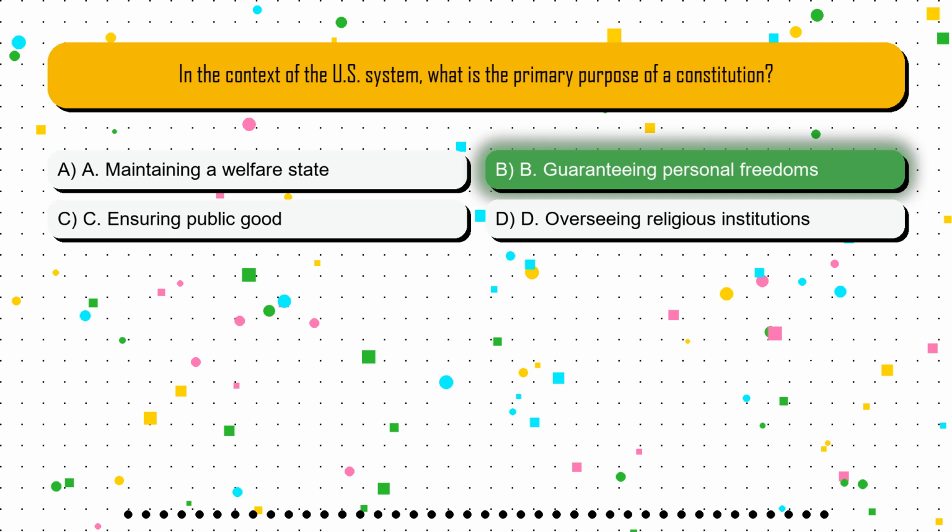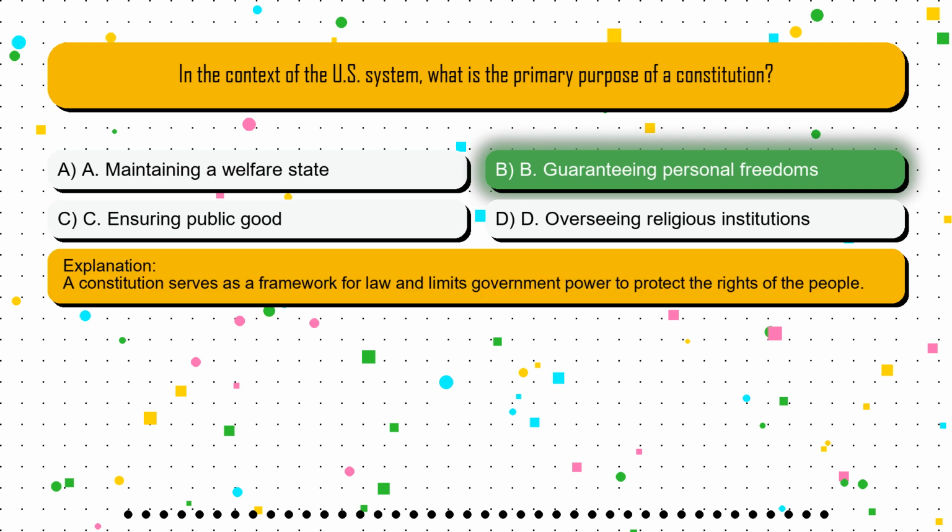The correct answer is option B. Guaranteeing personal freedoms. A constitution serves as a framework for law and limits government power to protect the rights of the people.